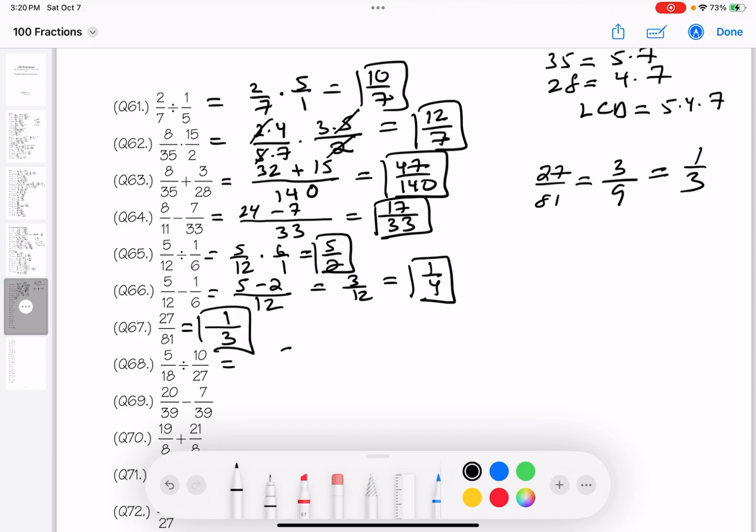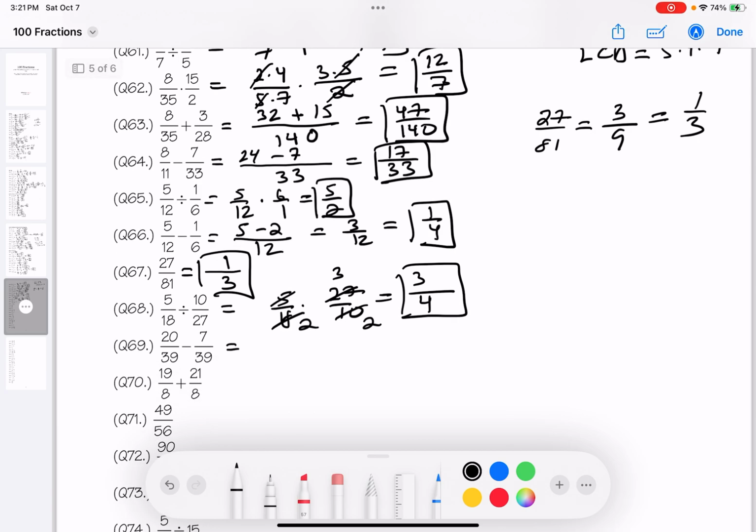What's going to be 5/18 times 27 over 10. Well, immediately I notice the 5 goes into 5 once, it goes into 10 2 times. And then I notice there's a 9 between 27 and 18. 9 goes into 27 3 times, goes into 18 2 times. We're left with 3, and 2 times 2 is 4, so 3/4. Well, let's do this one over here. It looks pretty simple. 20 minus 7 is 13, and these are the same denominators, 39. Now, 39 contains a factor of 13 because 3 times 13 is 39, so it's going to be 1/3.